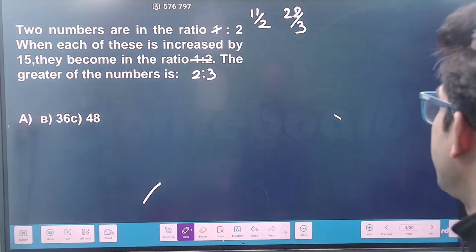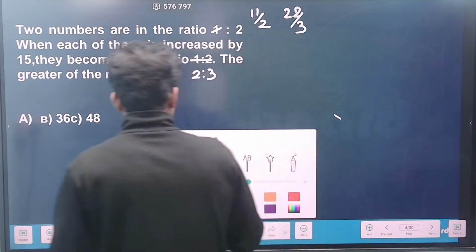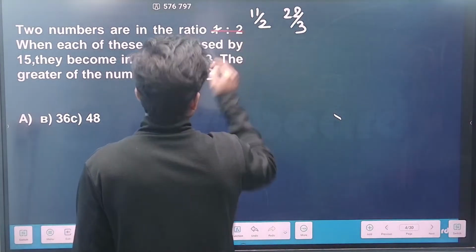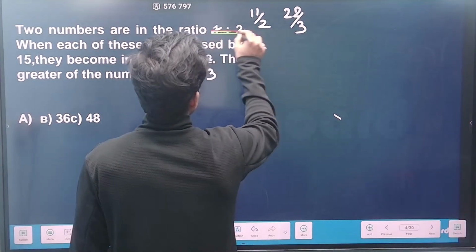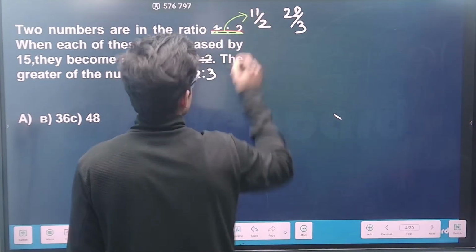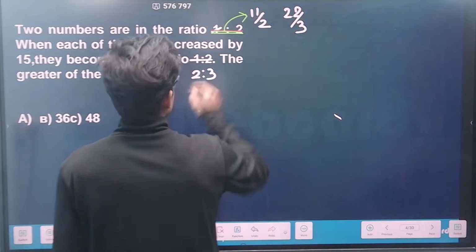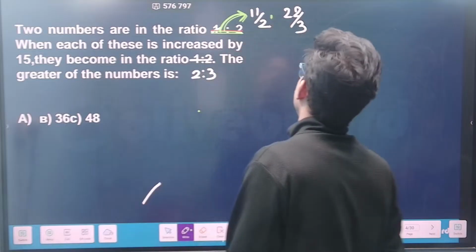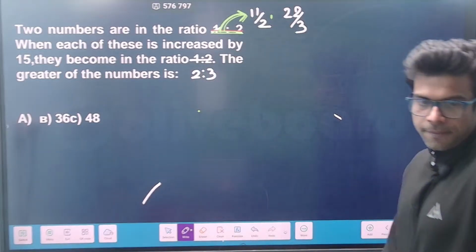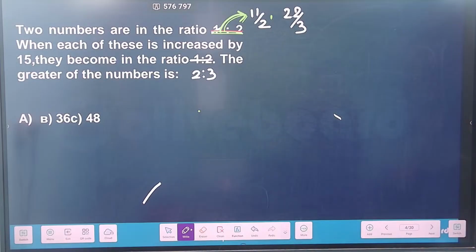See guys, this is the question, everyone. The ratio is 1 1/2 and 2 2/3. Can you try solving the question, everyone?